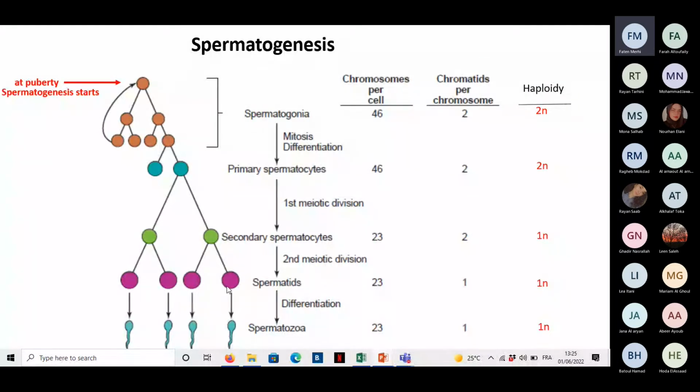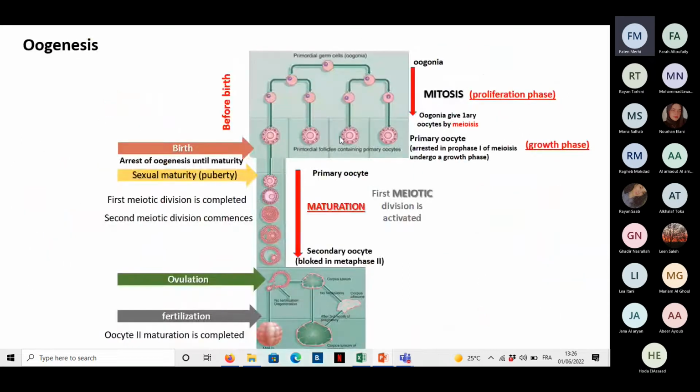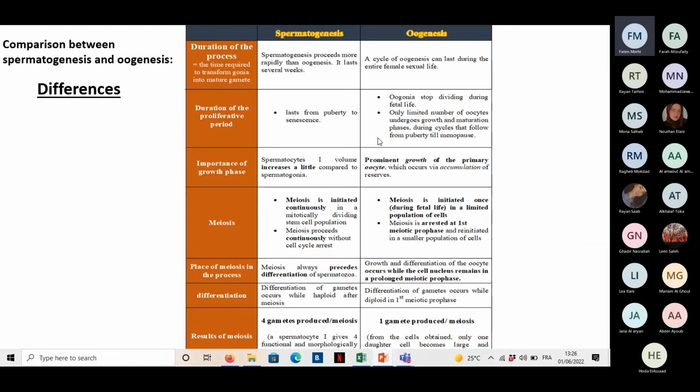So when we have the differentiation, the cells are haploid, the spermatids are haploid, and they will be the subject of the differentiation. So they are haploid when they start the differentiation. In the females, when we have the growth phase, the cells are diploid. They are still blocked at meiosis 1, so the growth phase occurs while they are blocked at the diplotene of prophase 1, so they are diploid cells. So the differentiation in oogenesis occurs while the cells are diploid, blocked in their first meiotic prophase.